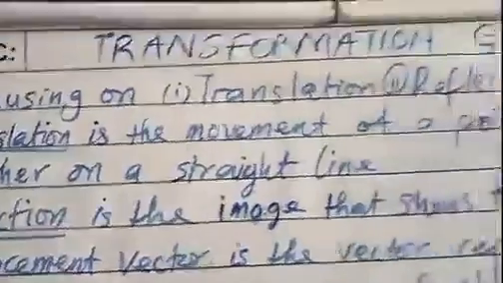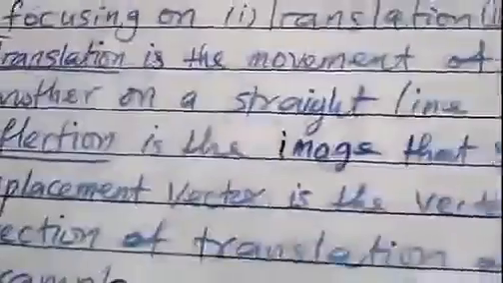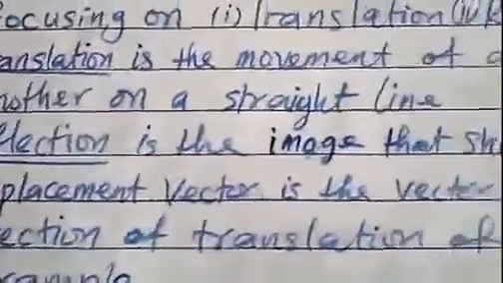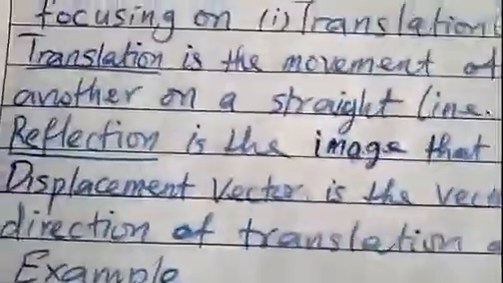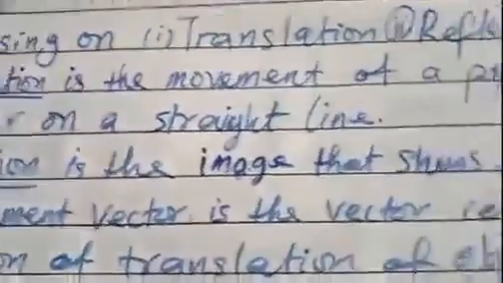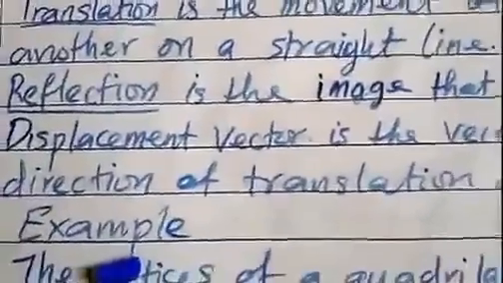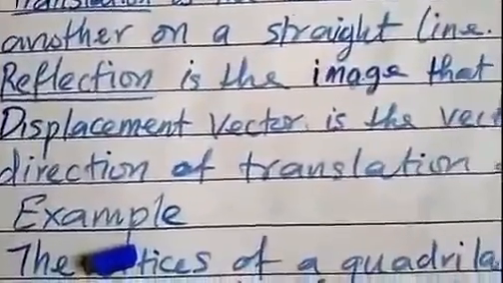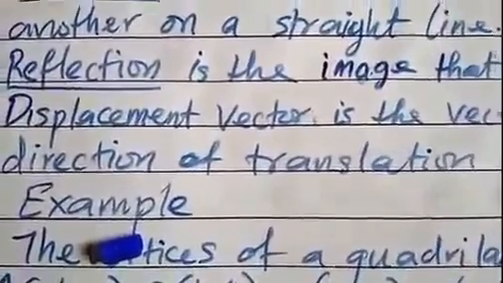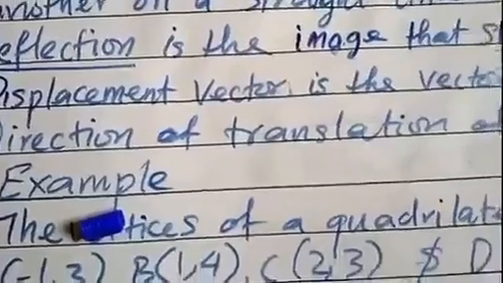Translation is the movement of a point or figure from one place to another on a straight line. Reflection itself is the image that shows the likeness of an object, just like standing before your mirror.